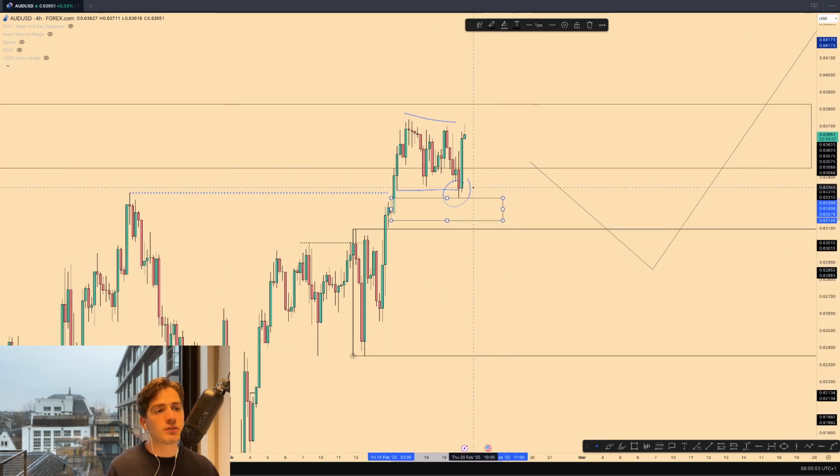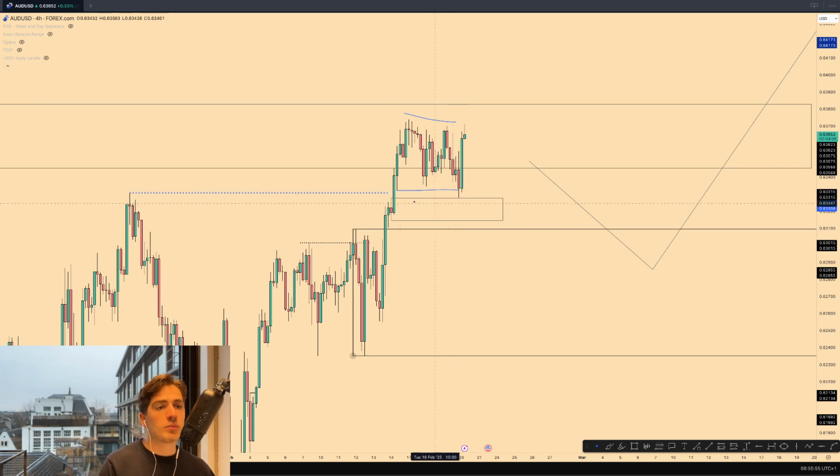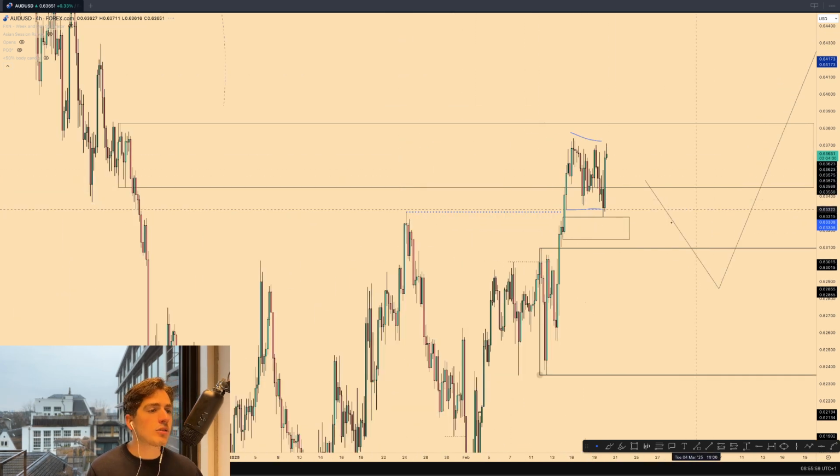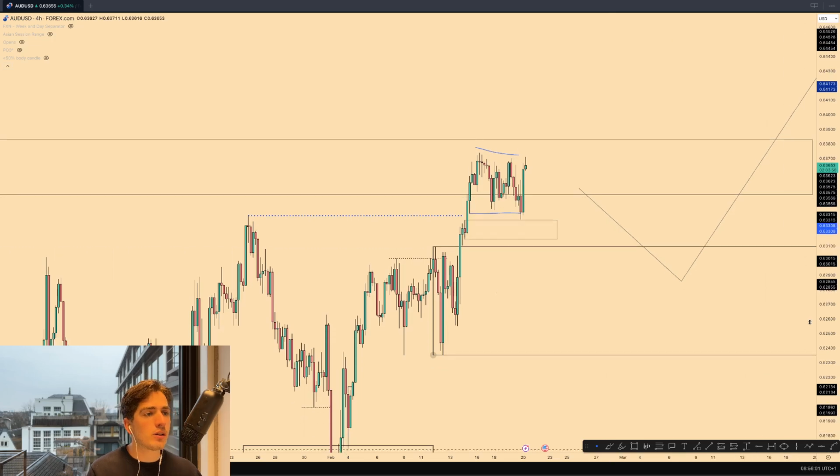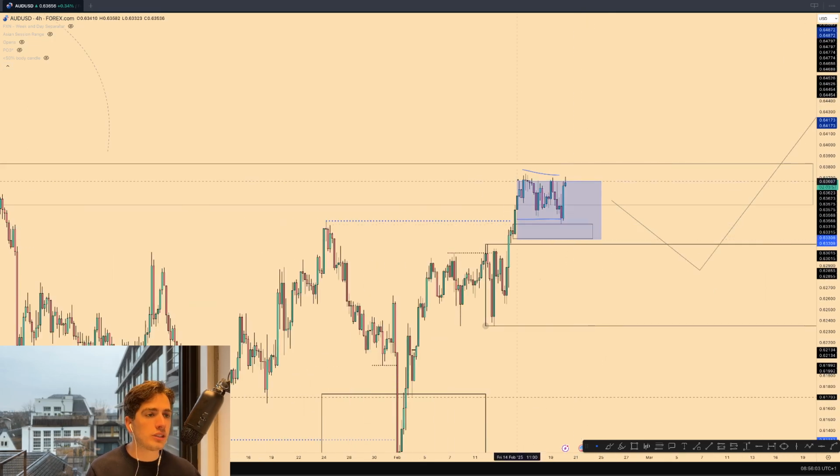Yeah, so we just missed out on it, to be very honest. It would have been nicer if we would have tapped in towards that demand and then grabbed the liquidity underneath here. But ultimately, for me, this is already fine. I'll be looking for the next leg up here on Aussie dollar.